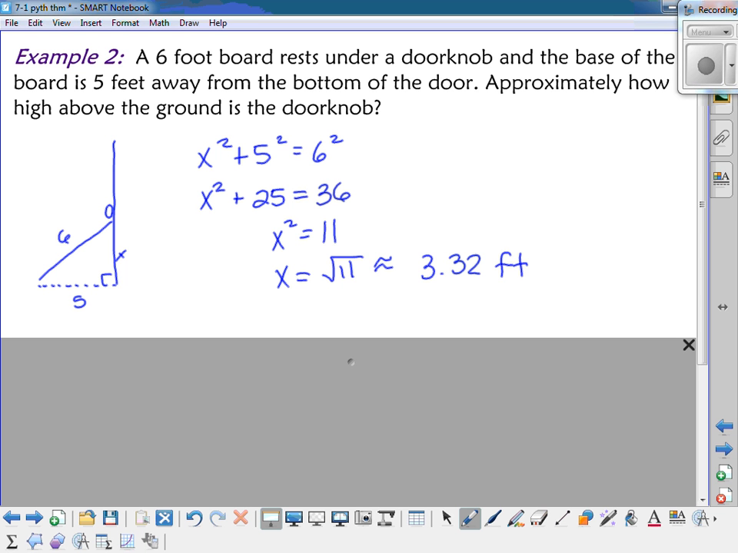Now, do you guys think I just approximated the square root of 11 in my head? No. You guys finally get to use calculators in here. So yeah, you guys can use calculators to figure out your square roots.